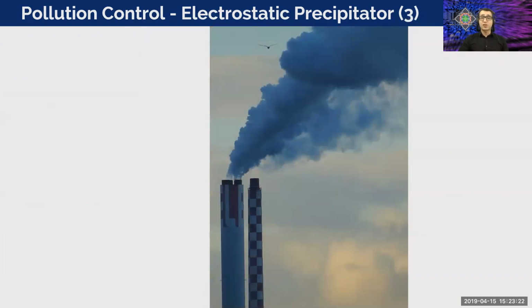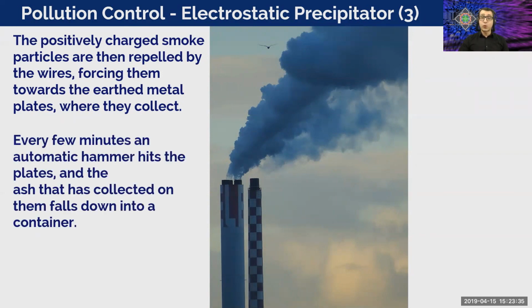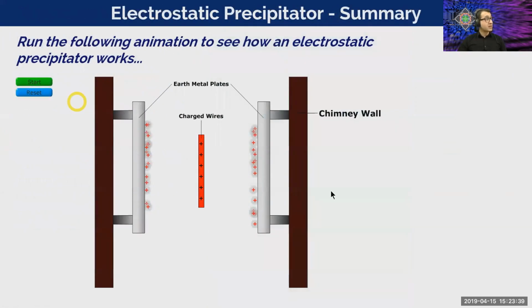So the positively charged smoke particles are then repelled by the wires, forcing them towards the earthed metal plates where they collect. Every few minutes, an automatic hammer will then hit the plates, and the ash that is collected on them falls down into a container and is then removed. This is shown here by this diagram.